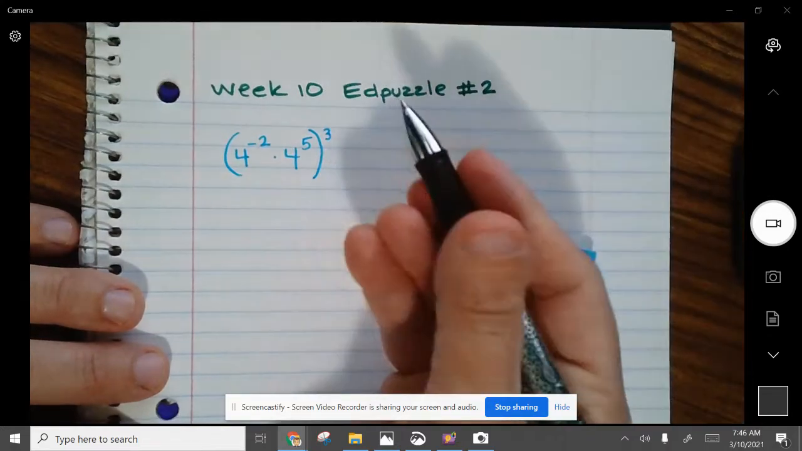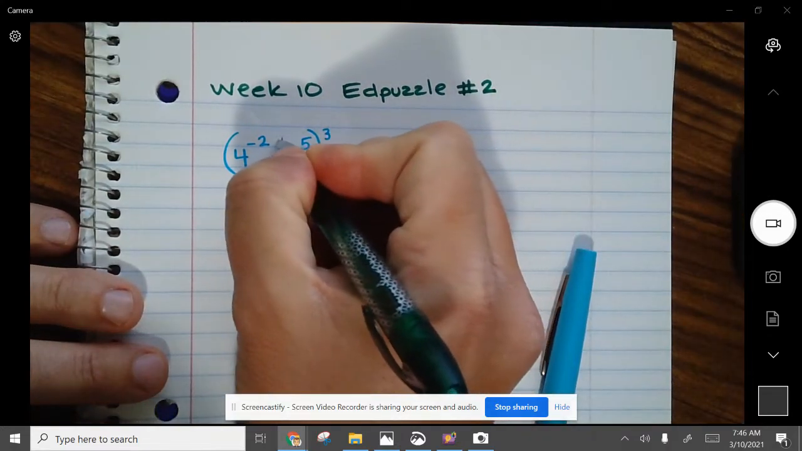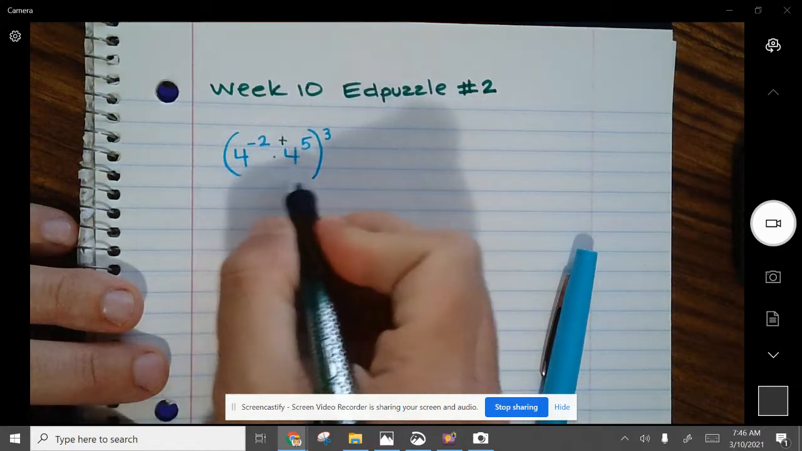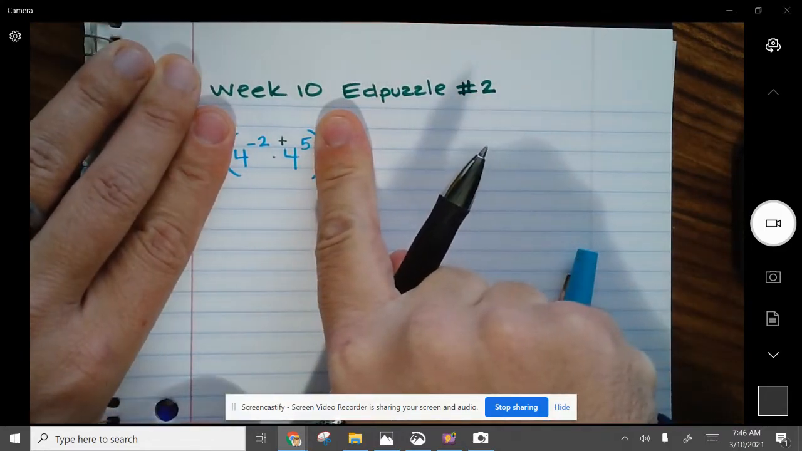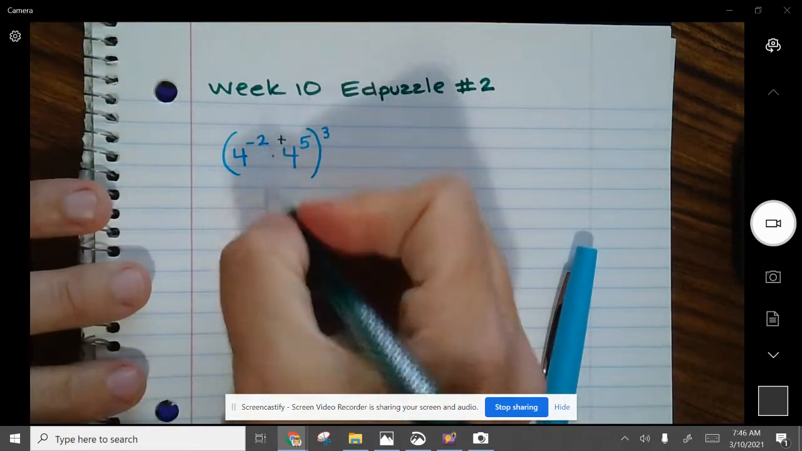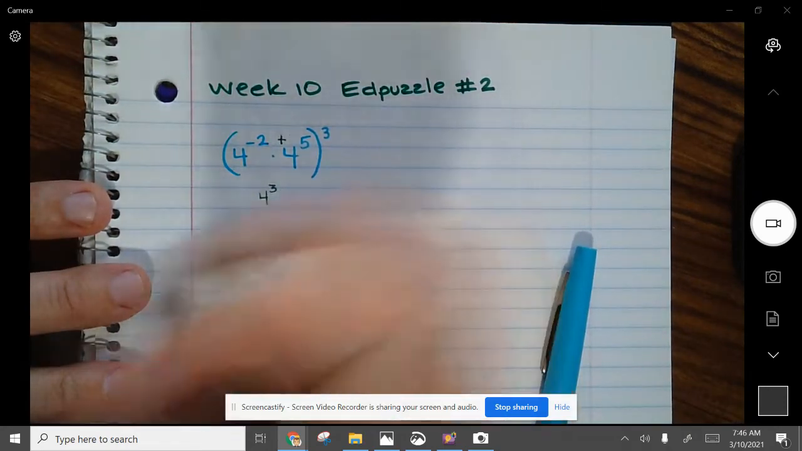So to do that, you would go ahead and add these exponents. Remember, they're both being multiplied. Don't even worry about the parentheses. Don't worry about anything going on in the middle. What would you do with those two? What's the rule? You would add them. You get 4 to the 3rd.